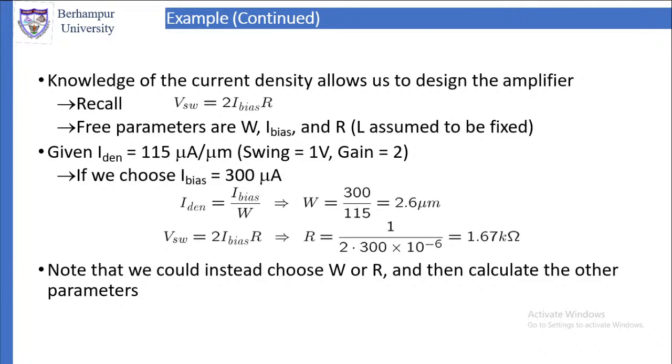Now you can note that instead of choosing I bias, we can calculate other parameters. If you choose W instead of I bias, then we can find out what will be I bias and what will be R. We can choose R, and find out what will be W and what will be I bias. Follow the same procedure.